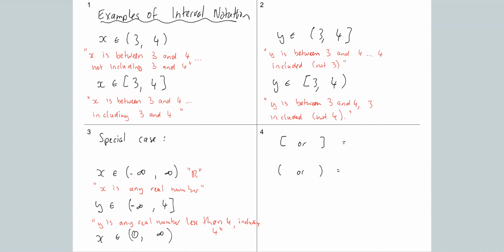So you might want to finish this off yourself. I'll put it into the notes, but I won't write it in now, but I'll just say it verbally. So in summary, we have square brackets or round brackets. When a square bracket is used, it means the value is included. If we use a round bracket, it means the value is not included. And interval notation means that from one number to the next, every value between those two numbers is included.